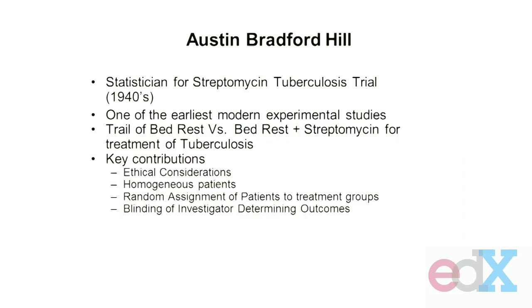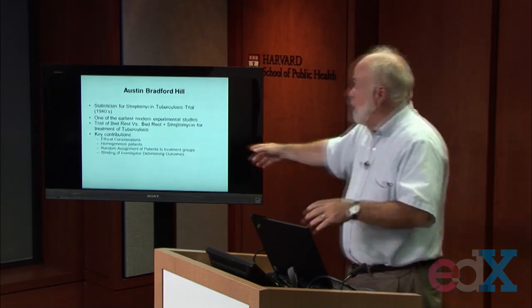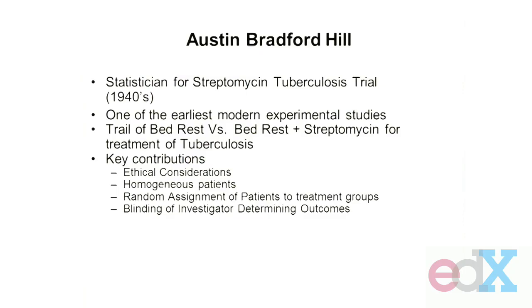Another feature of this study was that Hill enrolled homogeneous people who were very similar in their severity of disease, so that any outcome you see in one group versus another group might be attributed to the difference in the treatment assignments, not to the types of people who were receiving that particular treatment. As I mentioned, he used a randomization device to decide which group would receive streptomycin and which wouldn't, so that each person had roughly the same chance of falling into the two groups. And we'll talk about the importance of randomization later on in this course.